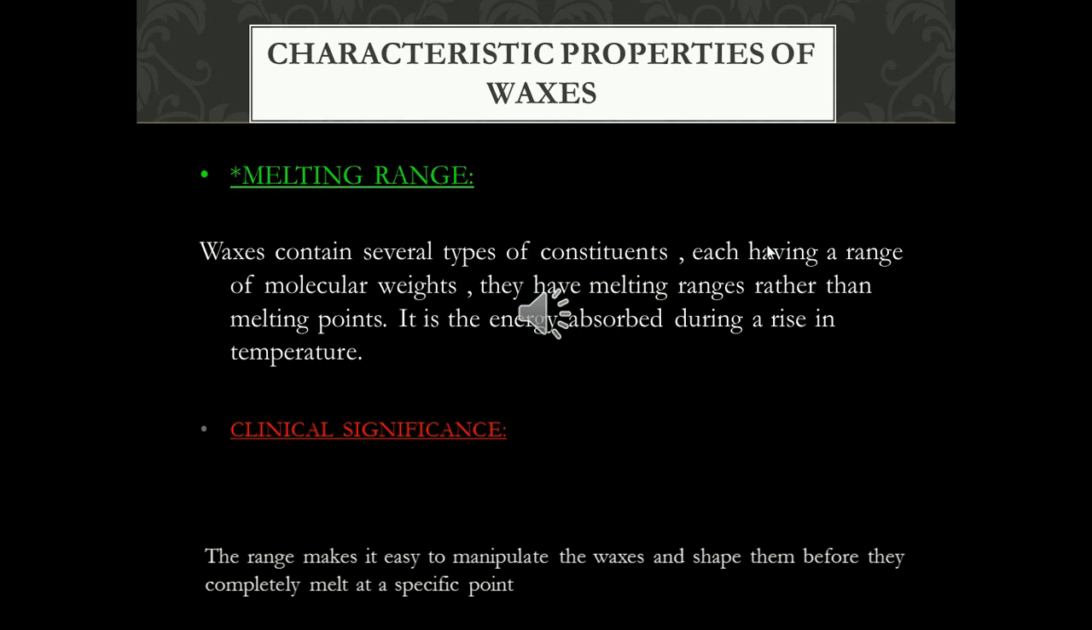So, what is the clinical significance of this melting range? This is beneficial because it makes it easy to manipulate the wax and shape it before it completely melts at a specific point. So, instead of a specific melting point, they have a vast range, and that range we can use to do our carving or manipulation.